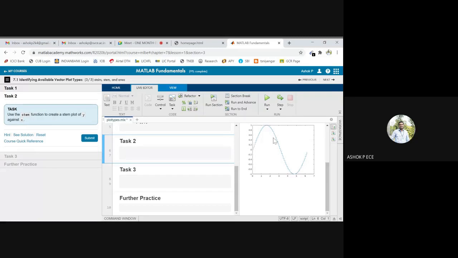This is discrete plus continuous. It's a mixture of continuous and discrete, because you have a stem, you have a flat value, and again the waveform is also continuous, right? So the first one is completely continuous. The second one is partially discrete, partially continuous.